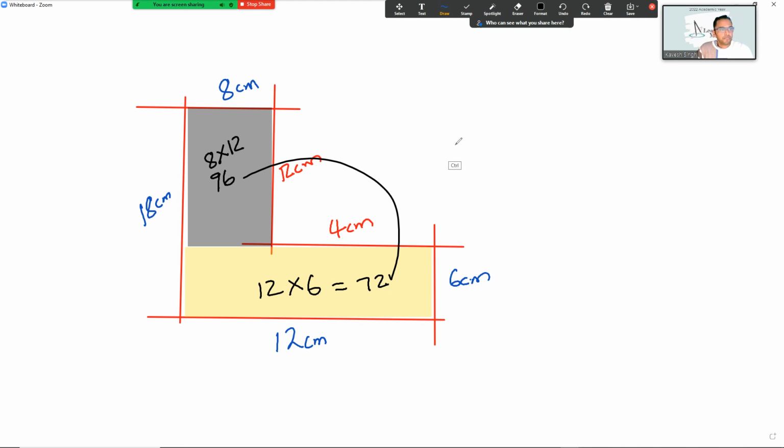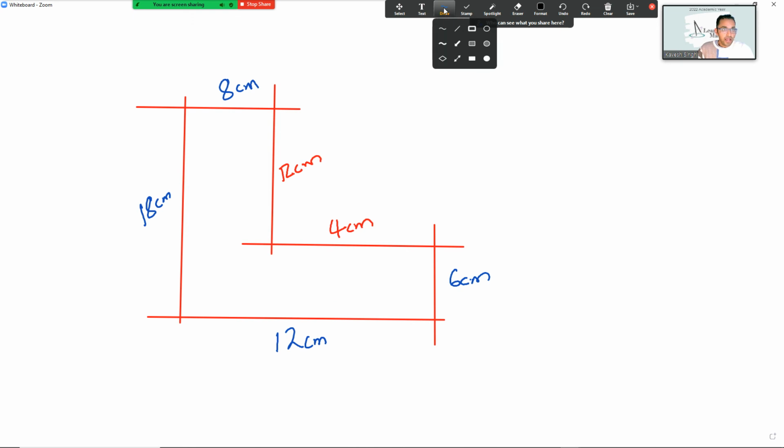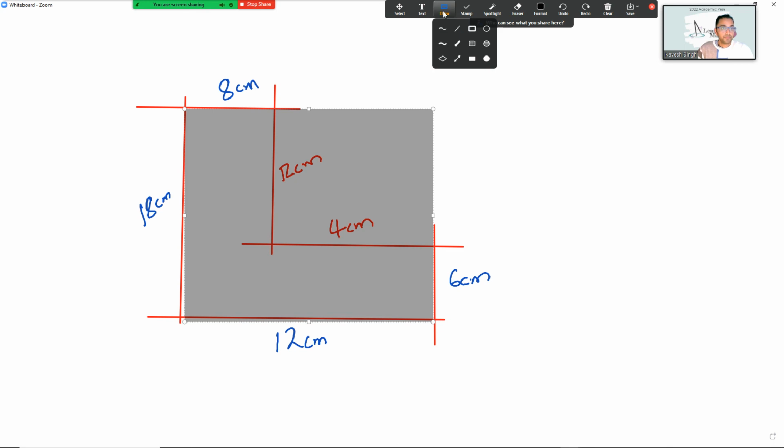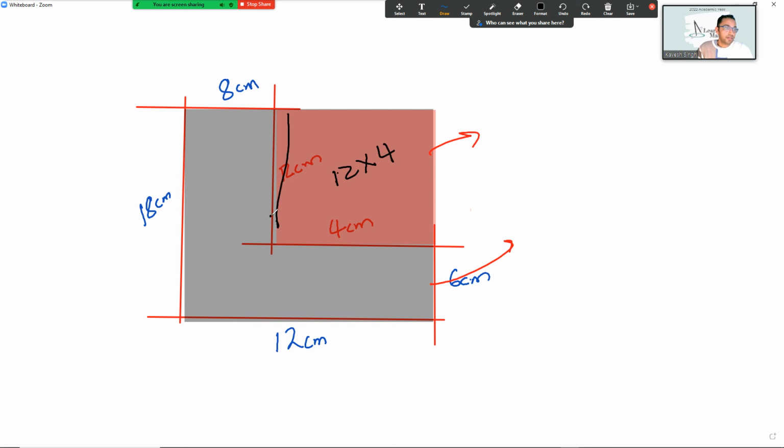So that's also fine. And then the third possibility of working out this area is if I calculate the whole area, imagine there's a big block here, and I subtract this area. This is 12 times 4, because it's simply that length times that length, and that's going to be 48 centimeters squared.